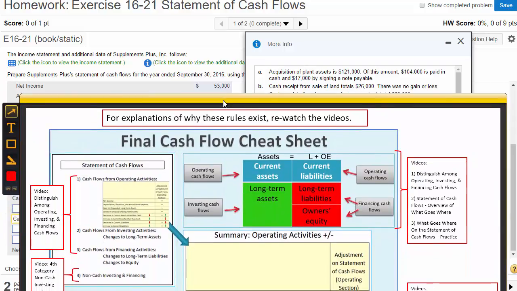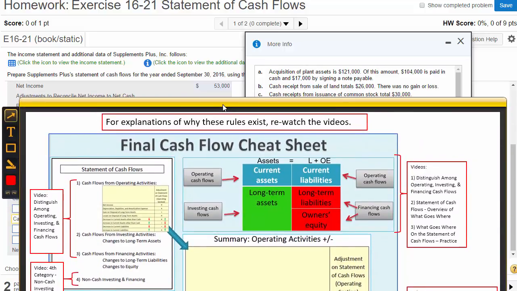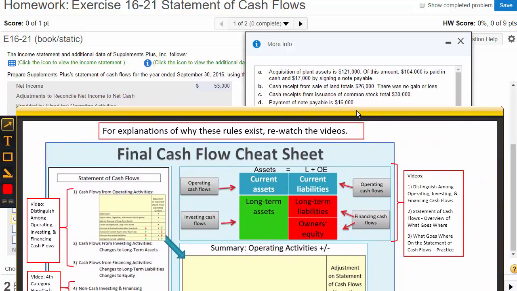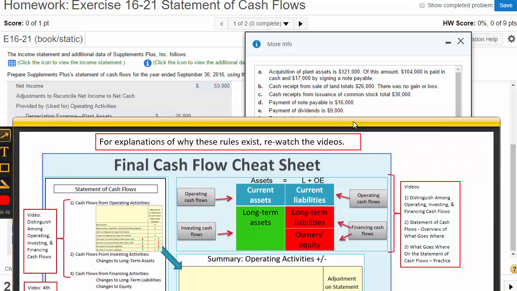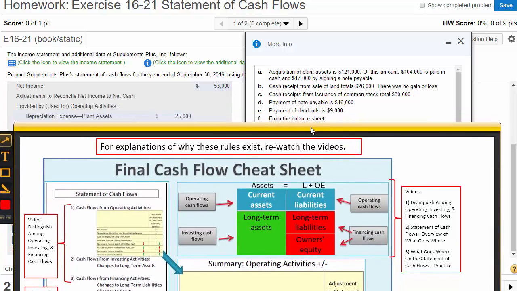And then what we're going to do is go down our list and see if there are any other long-term assets that are being affected. Common stock, no, that's equity. Notes payable, that's a long-term debt. Payment of dividends, that affects retained earnings, which is equity.